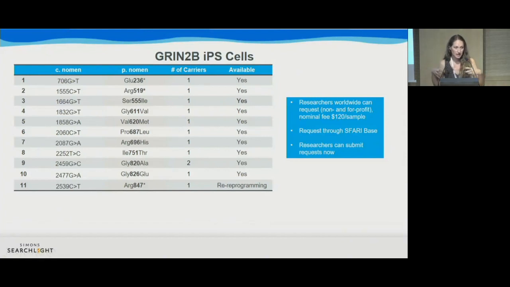We realize shipping and handling can still be very expensive, but we're really not trying to make this cost prohibitive. These are available right now. Please come and talk to me if you want to find out more.